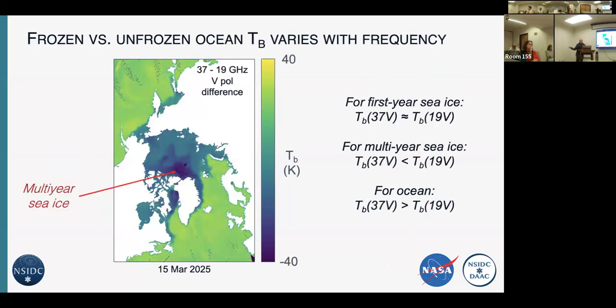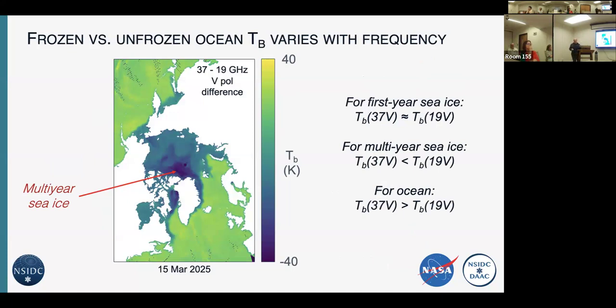We can also look at the frequency difference, right? It's going to emit differently at different frequencies. So we have the 37 gigahertz and the 19 gigahertz. And again, you can see there's quite a bit of difference between the ice cover and the water. There's also a difference between multi-year ice.